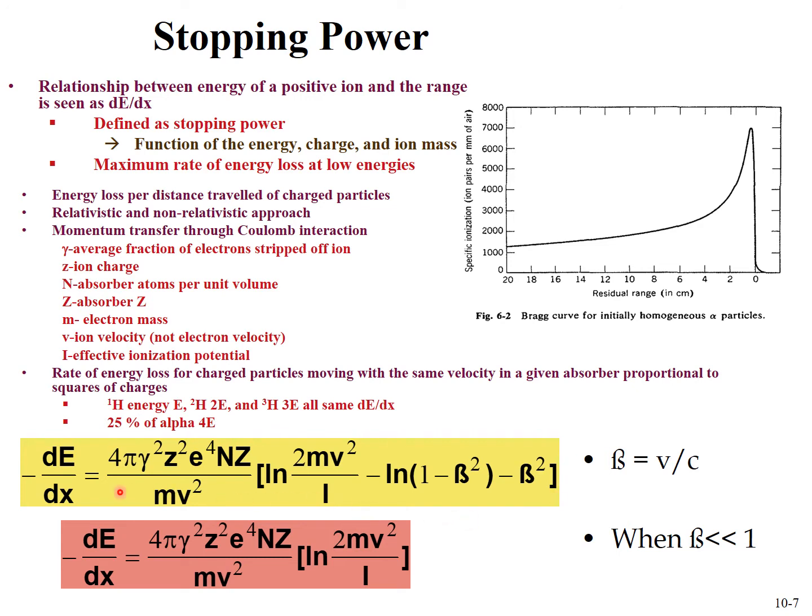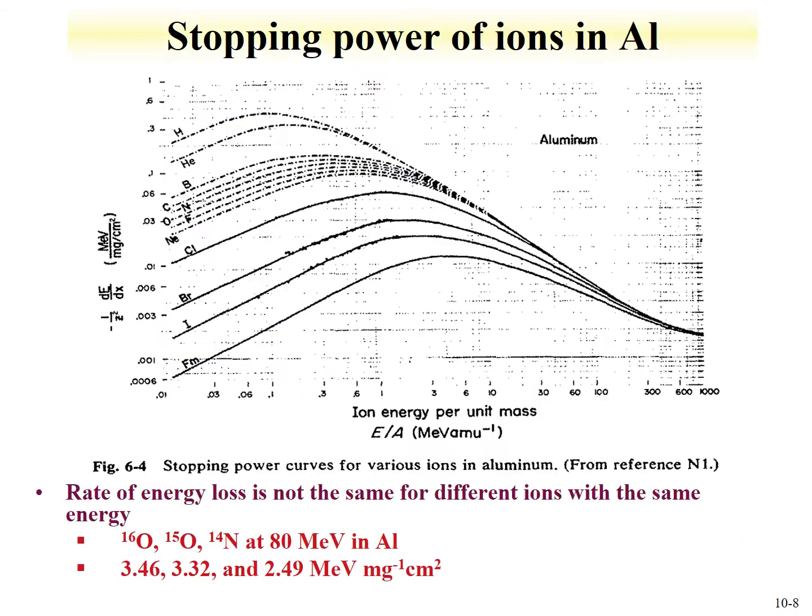One is for when the velocity is approaching relativistic terms and the other for when it's not relativistic. Now what this amounts to is something that's shown here. One can take that equation and apply it to a given material, so evaluating the stopping power of ions in aluminum. One sees here, one goes from helium all the way down to fermium.